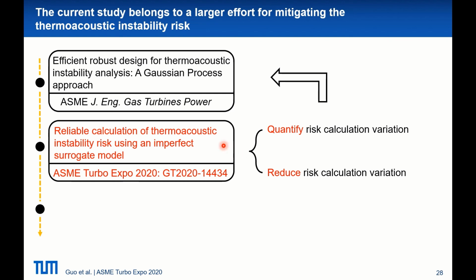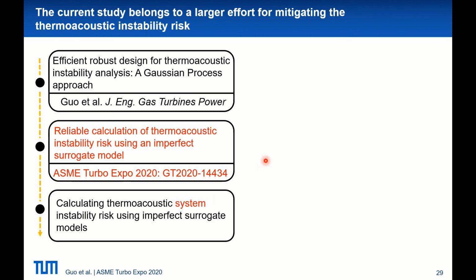Of course, our current study is not free from limitations. Here, we are calculating the instability risk for only one mode. What if we have multiple modes that are potentially unstable? Can we extend the current methodology to efficiently tackle system-level instability risk calculation? This motivates our next study to develop strategies to calculate thermoacoustic system instability risk with uncertain GP models.